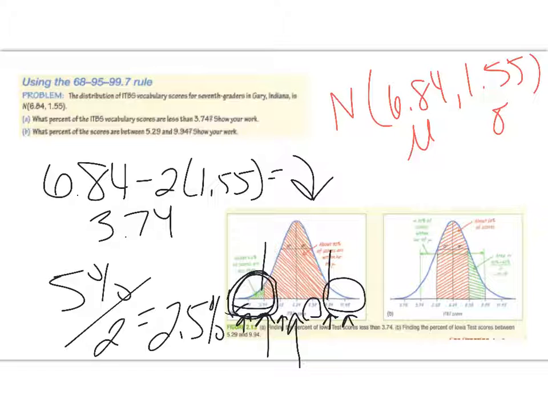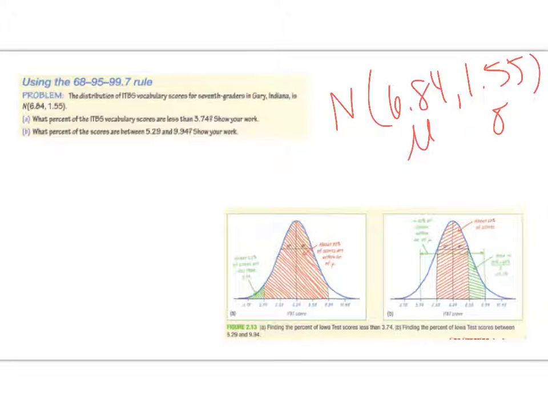Okay, and again, so we always answer in context. So I've shown my work, drawing your curve out and showing your work like this right here counts. Okay, what you need to do though is be sure that you labeled that curve, right, using your mu and your sigma. Okay, but then we need to answer in context. So we would need to state that about 2.5% of the ITBS vocabulary scores, because that's what we're talking about, are below 3.74. Okay, and so the next question then is asking what percent of the scores are between 5.29 and 9.94. Show my work.